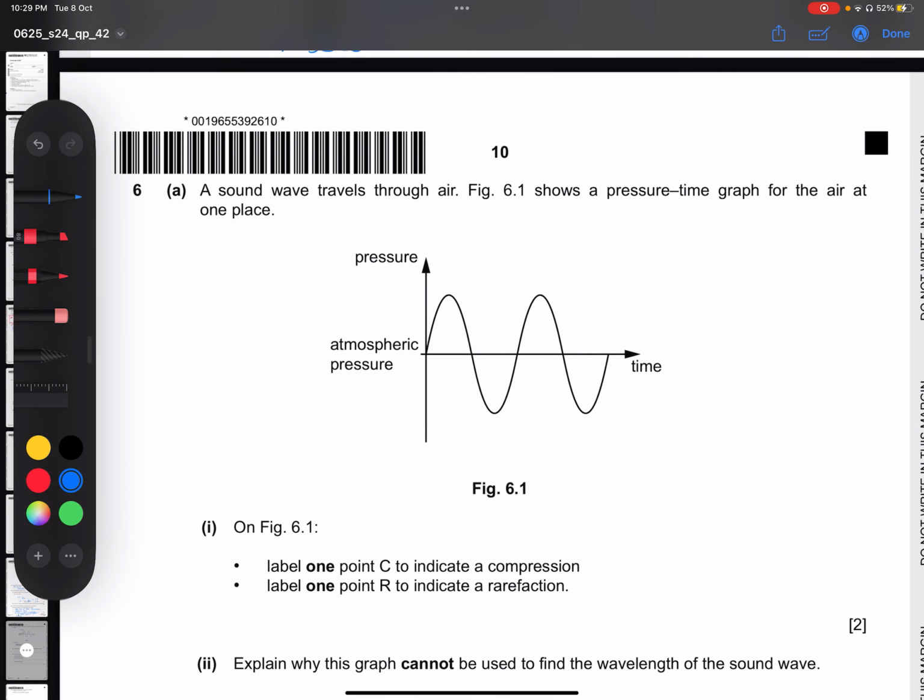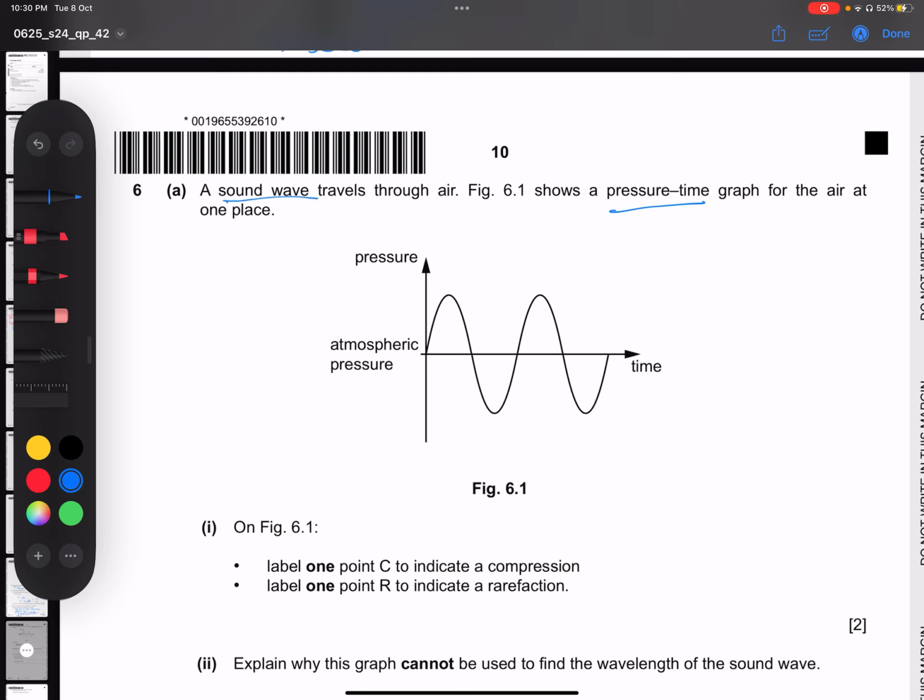A sound wave travels through air. Figure 6.1 shows a pressure time graph for the air at one place. Okay. Pressure time graph is to be noted here, because pressure means it's not displacement anymore. Displacement would show that it's actually a transverse wave. This is not displacement. This is pressure. Pressure indicating a longitudinal wave, and also it's a sound wave, so it's a longitudinal wave.